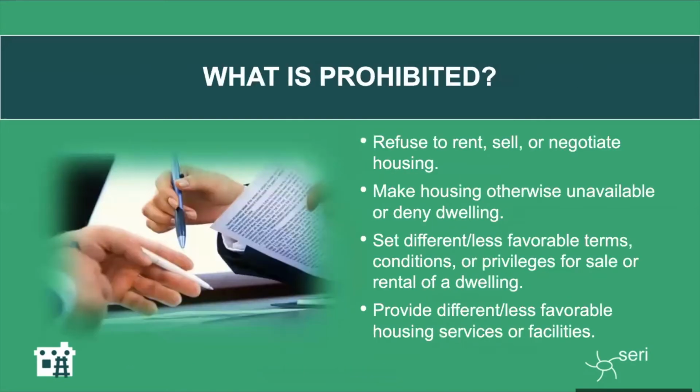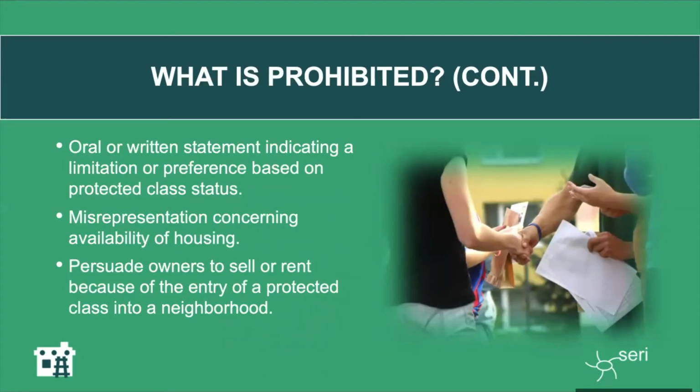What is prohibited? Refusing to provide or make housing available, having unequal housing policies for different tenants or home buyers. Setting preferences verbally or in writing, falsely representing housing availability, persuading homeowners to sell or rent due to one or more individuals of a protected class coming into that neighborhood.